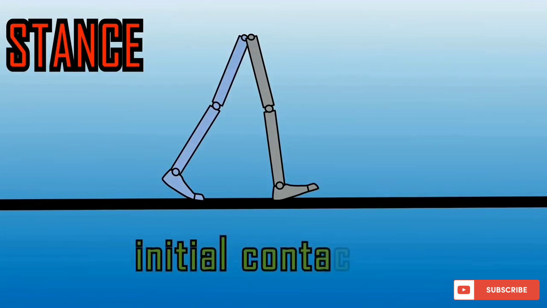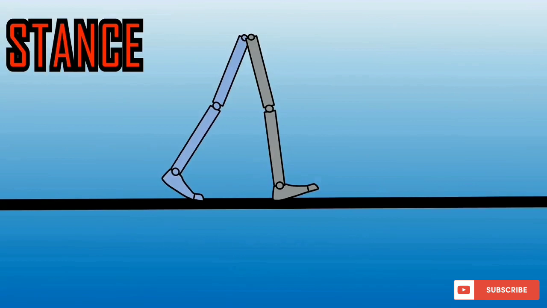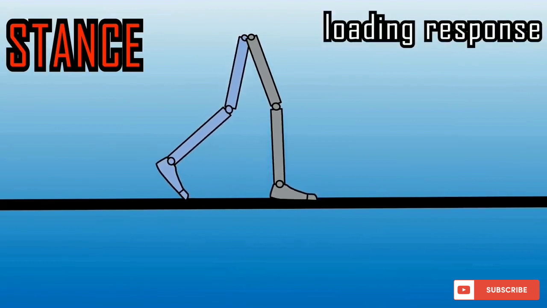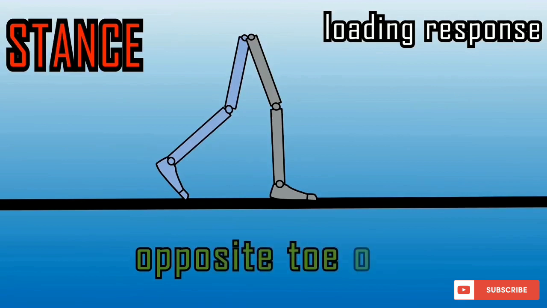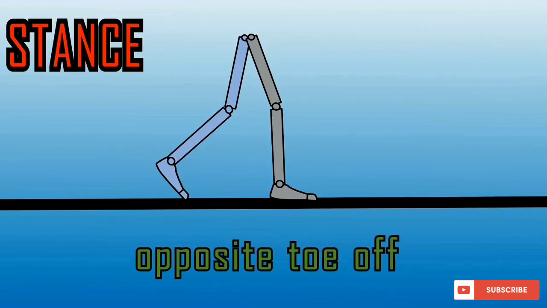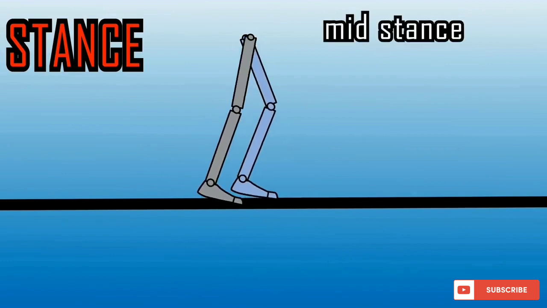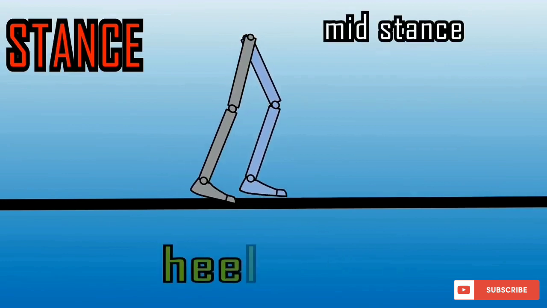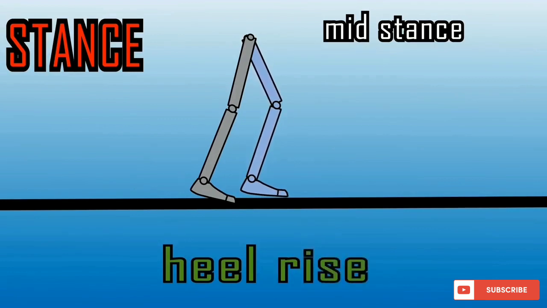Now there is initial contact of the right lower extremity. After that there will be loading response, when the opposite extremity will be having its toe off phase. During the mid stance of the reference extremity, the heel will be rising.